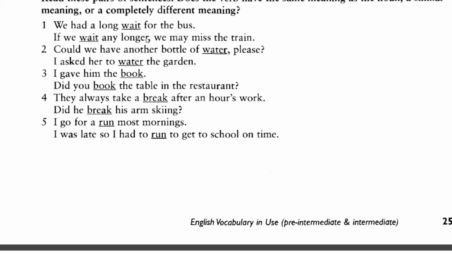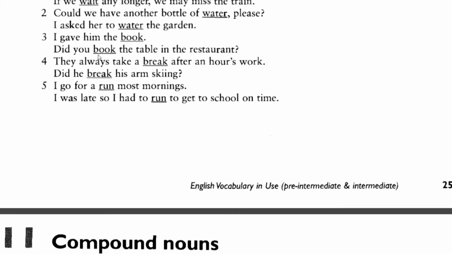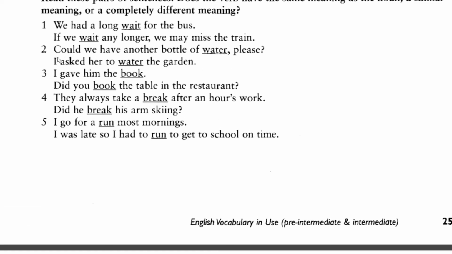Number one, we had a long wait for the bus. Number 2, if we wait any longer, we may miss the train. Here, in the first example it is a noun, and in the second example it is a verb. Do we have any differences in meaning? No, we don't have any differences. The meaning is still the same.